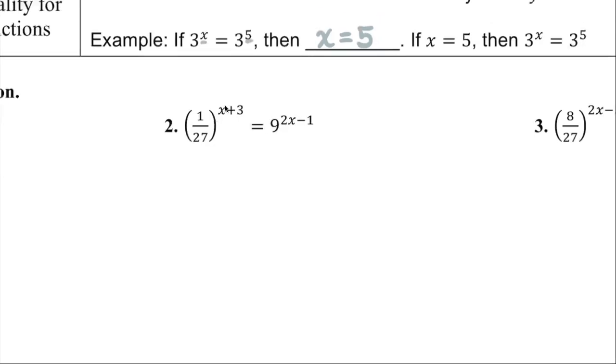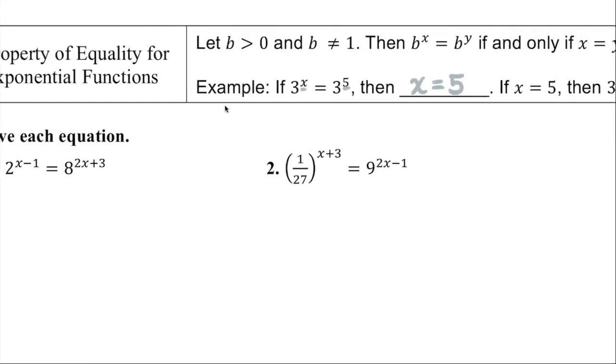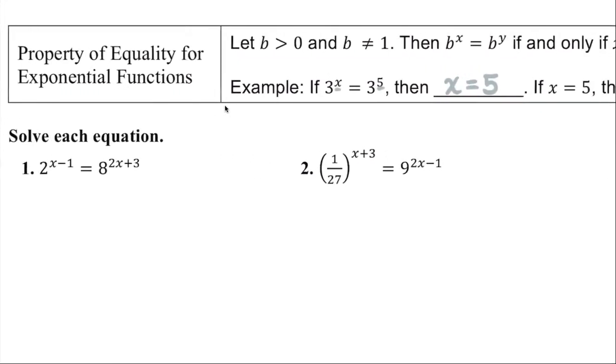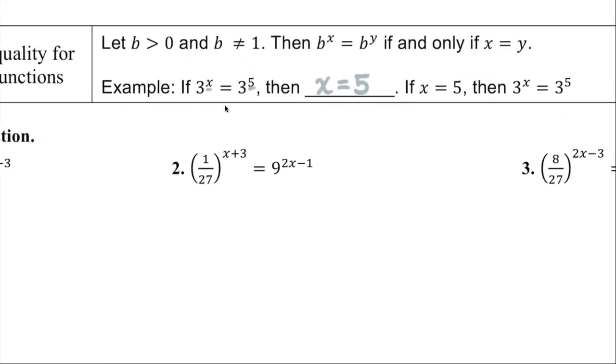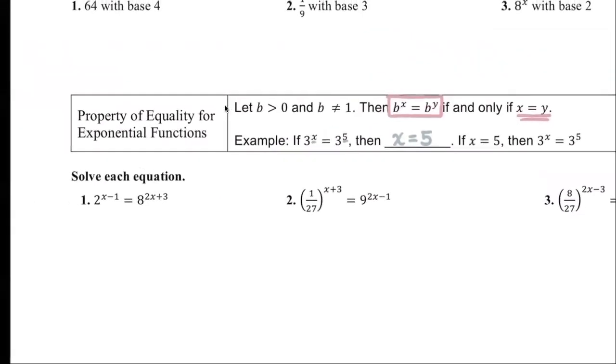So this is actually a property in math. This is called the property of equality for exponential functions. To put this in a very general way, that means if some base to the exponent x is equal to the same base, notice it has to be the same base, to an exponent y, then x must equal y. Okay, so we're going to be using that property.